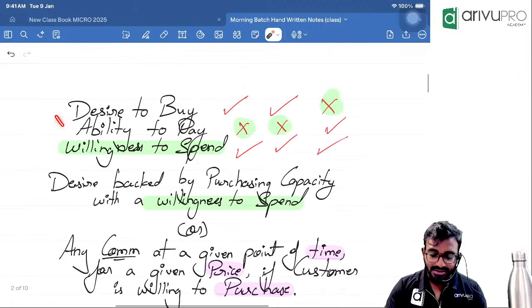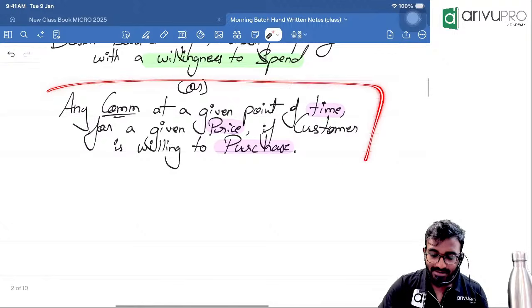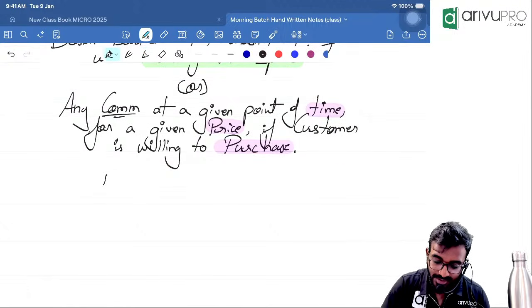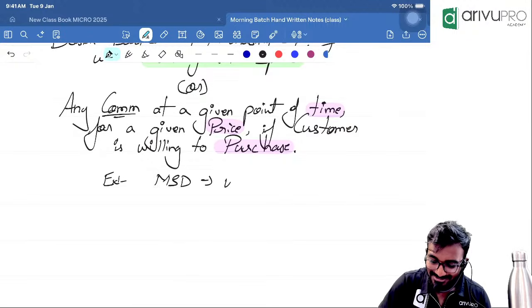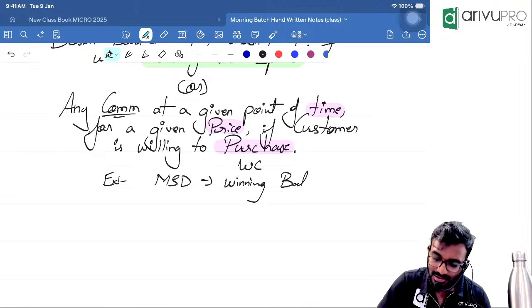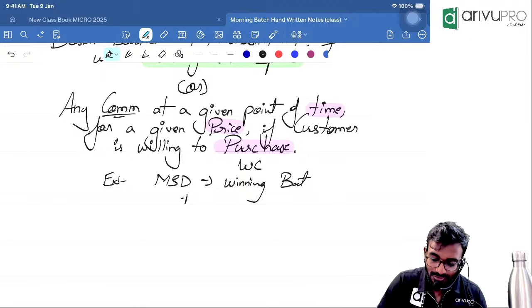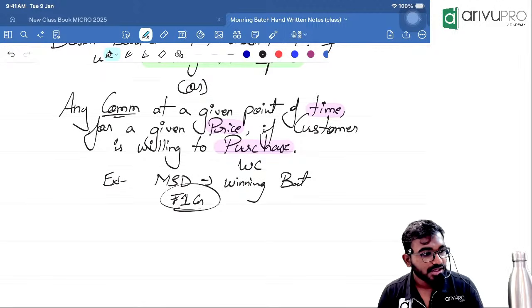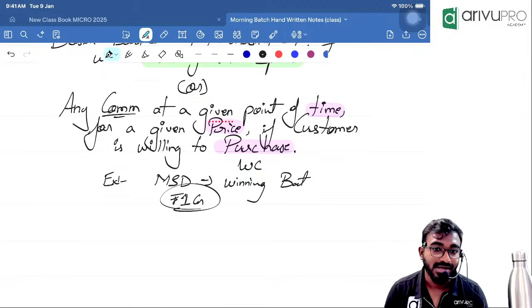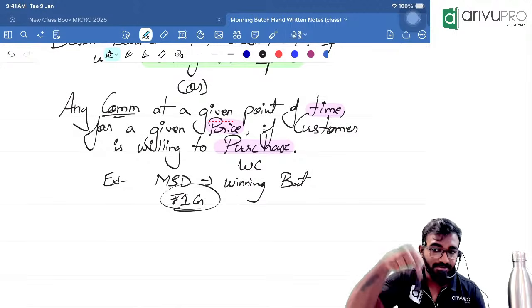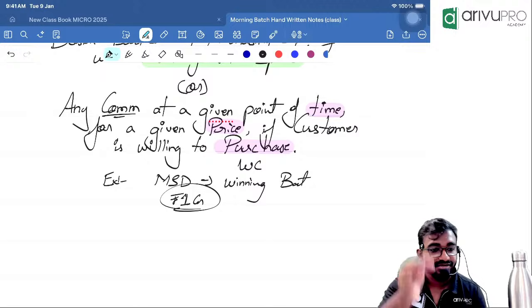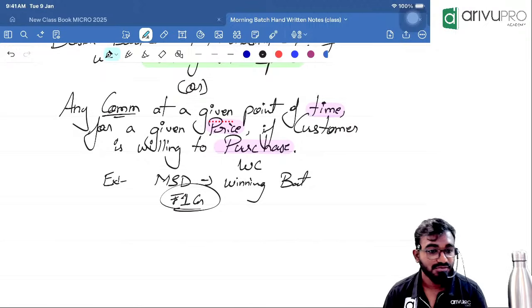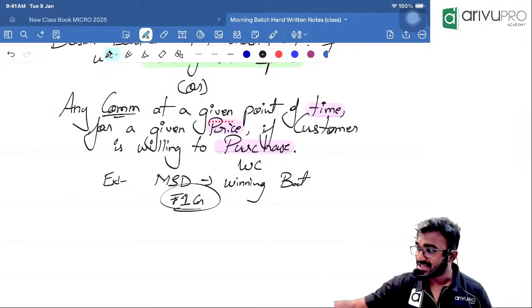So either remember the three conditions or else remember the cricket bat example. See, the World Cup winning cricket bat. So I said 1 crore. How much is the price? 1 crore rupees. Now Rahman is ready to buy it for 1 crore rupees. Any commodity, it can be anything, at a given point of time, for the given price, if the customer is ready to purchase, even that is called what? Demand. Clear?